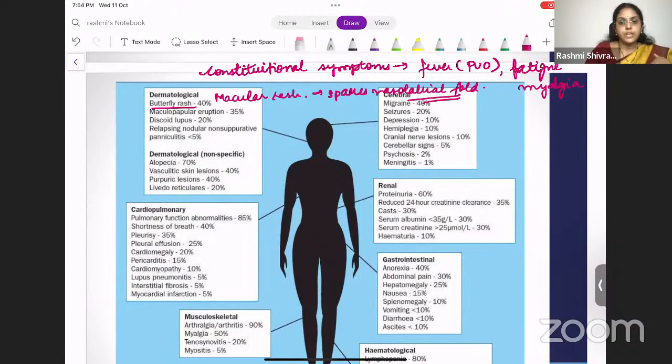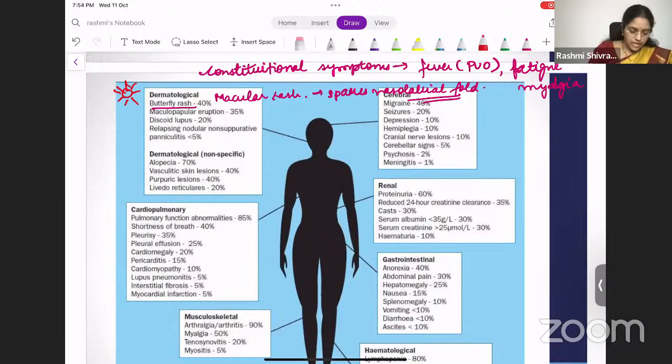What is the most important characteristic of this? This is photosensitive, right? We need to remember this butterfly rash. The rash of SLE is photosensitive. Okay, so it's a macular rash. It spares the nasolabial fold and it is seen most commonly in all the patients. And it is photosensitive, right? It is non-disfiguring. It is not erosive. It is not going to scar the skin underneath. This is a very macular mild rash which is seen in these patients.